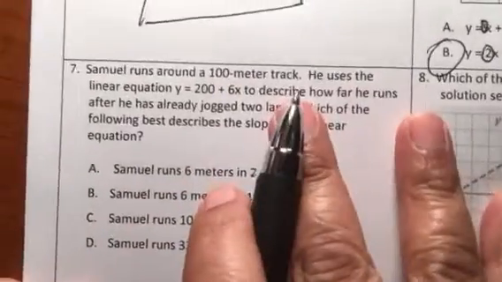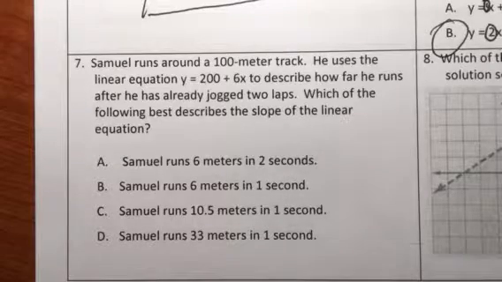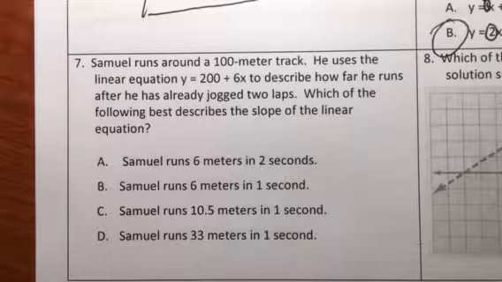This is one that y'all saw on, I believe, the Unit 5 test, and some of y'all did not do so well on it. Okay, so Samuel runs around a 400-meter track. He uses the linear equation y equals 200 plus 6x to describe how far he runs after he already jogged 2 laps.